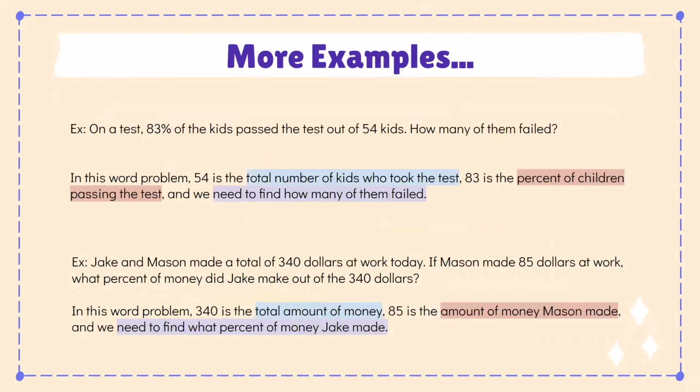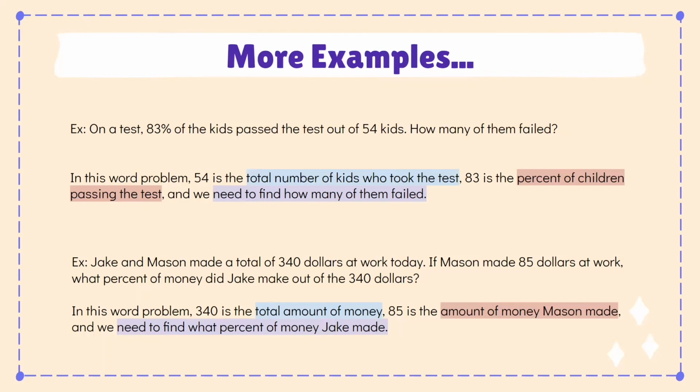More examples. On a test, 83% of kids passed the test out of 54 kids. How many of them failed? In this word problem, 54 is the total number of kids who took the test, and 83 is the percent of children passing the test. And we need to find how many of them failed.